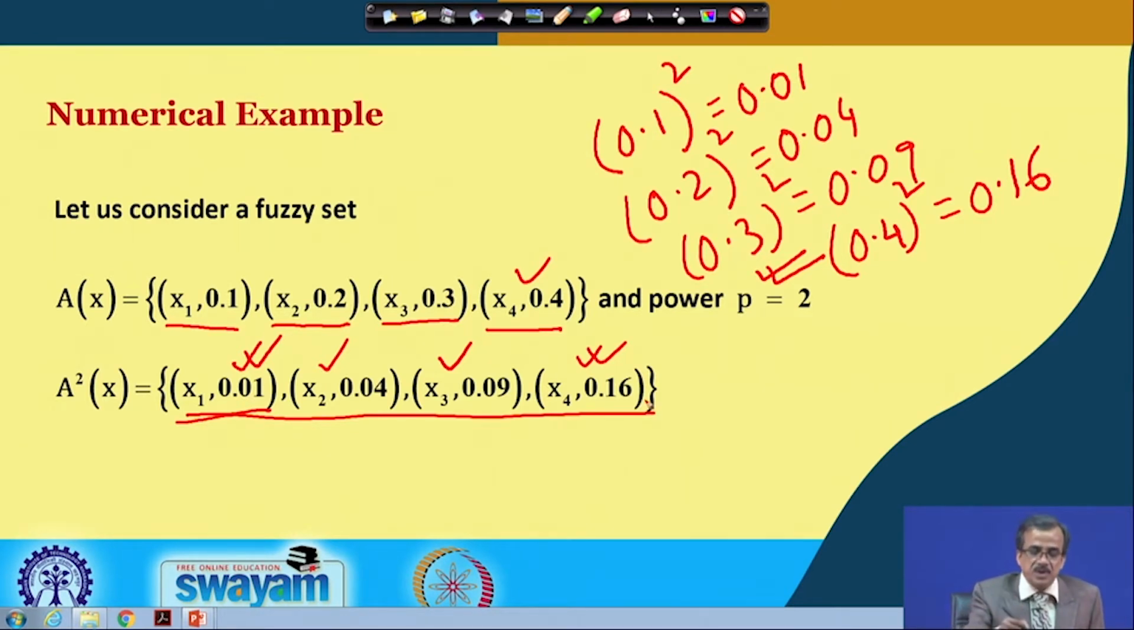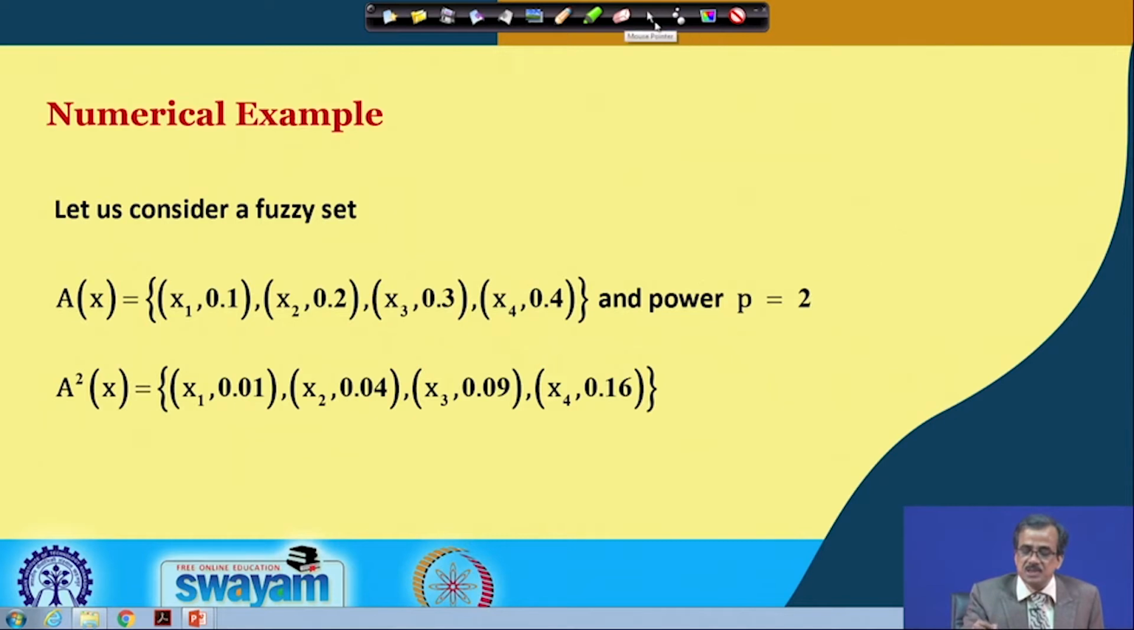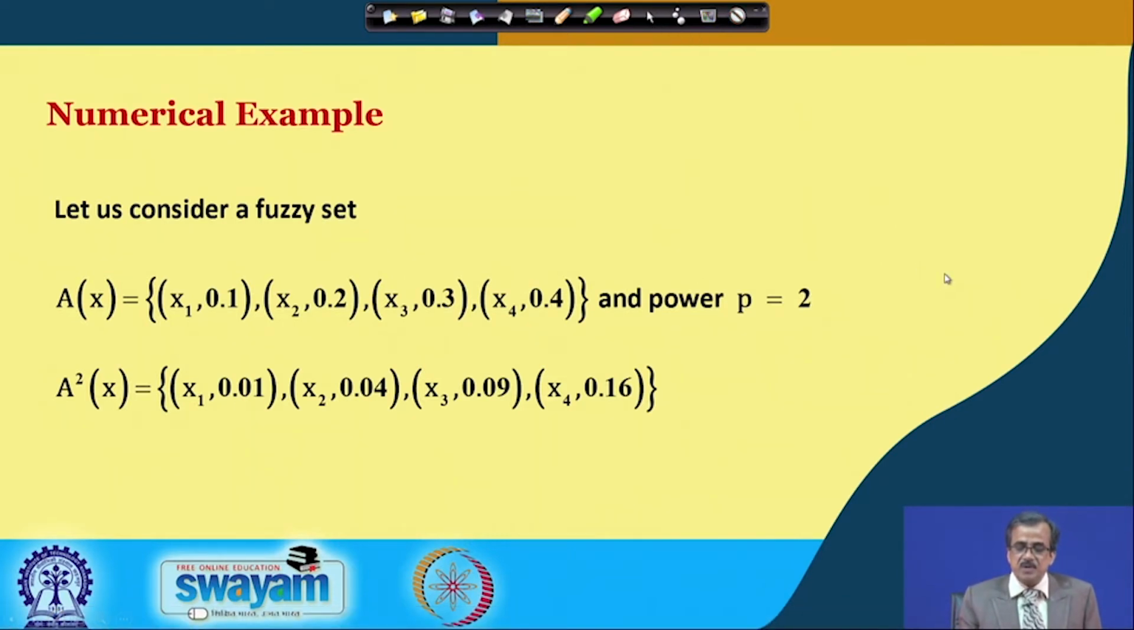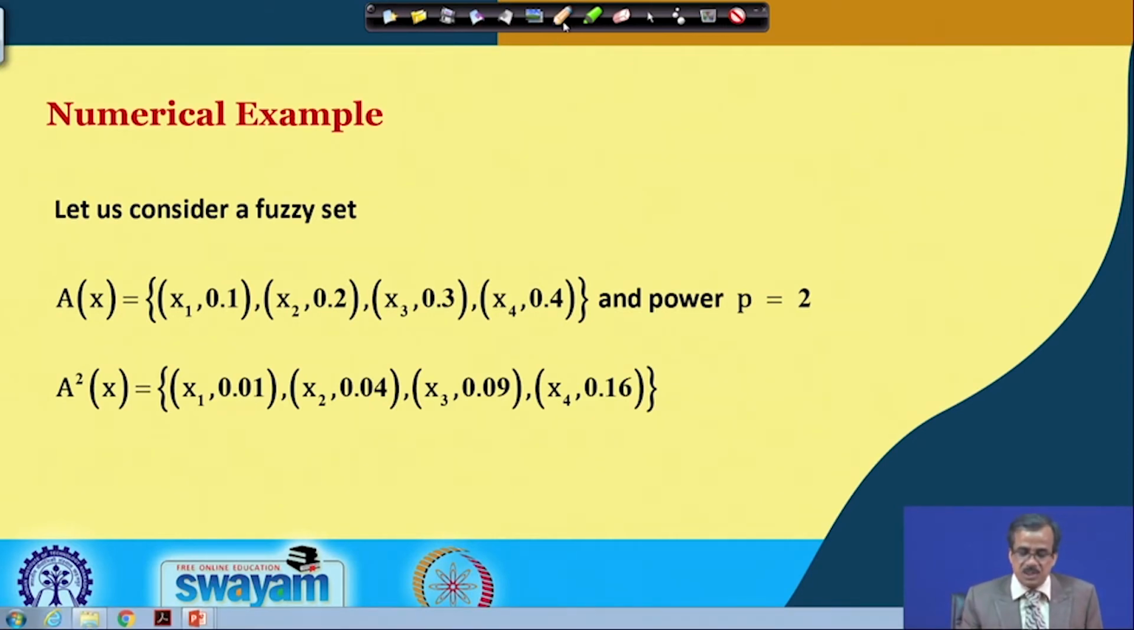Now, I am just going to discuss its physical significance. Let us try to find out the philosophy behind this particular concept.